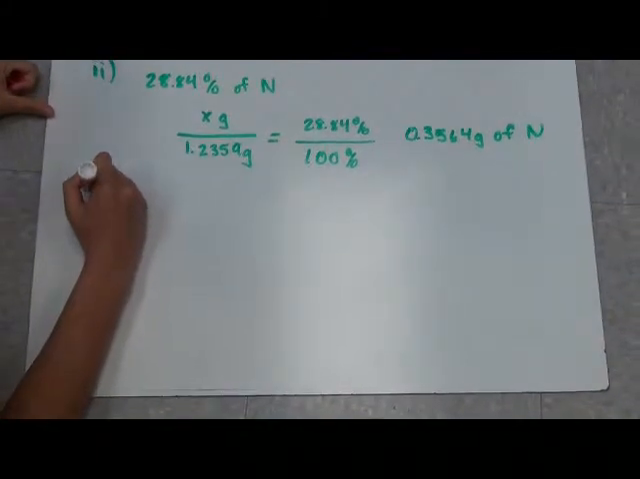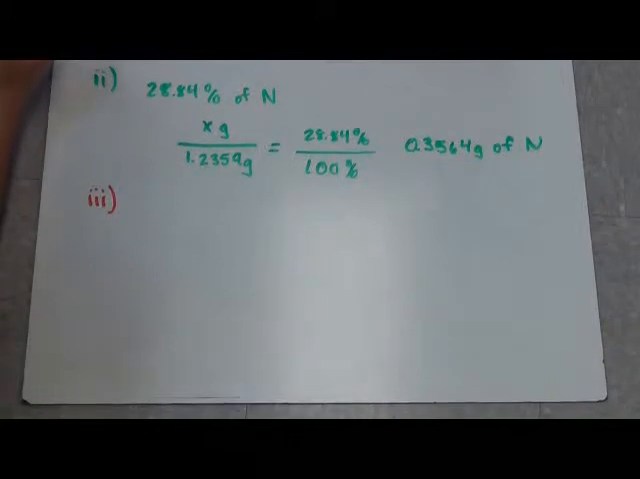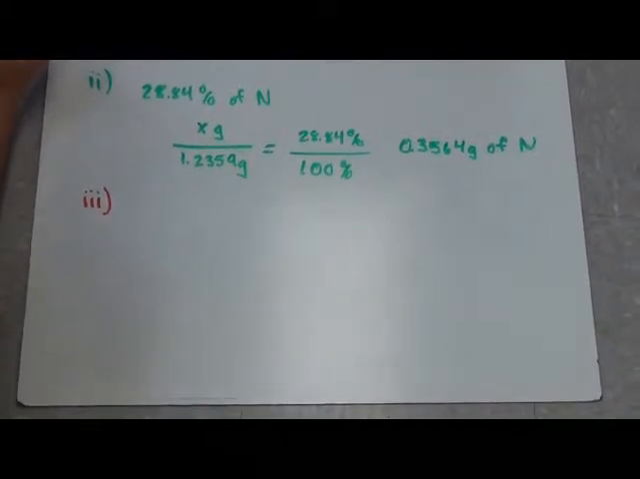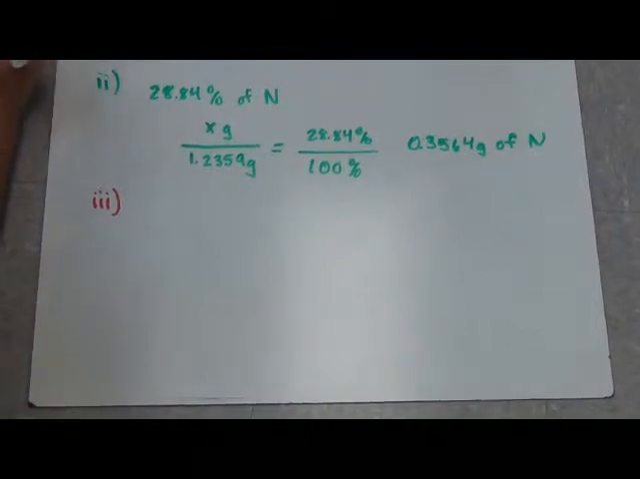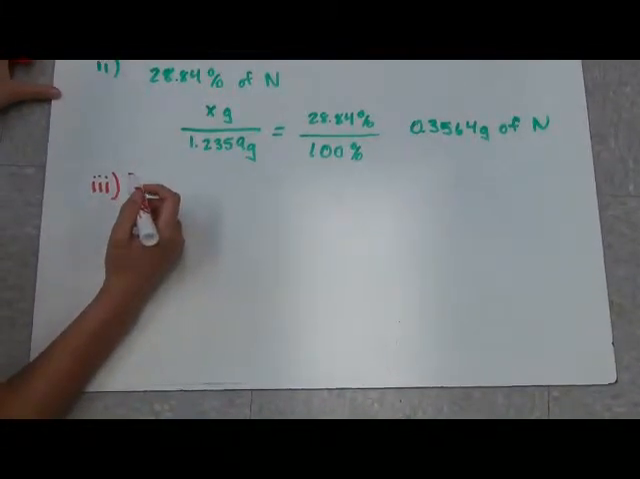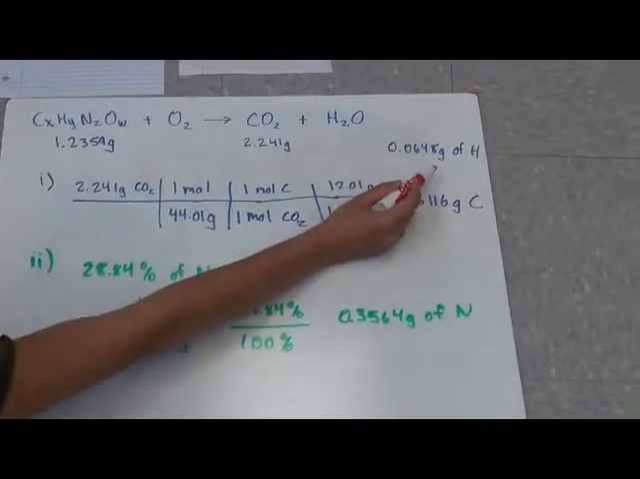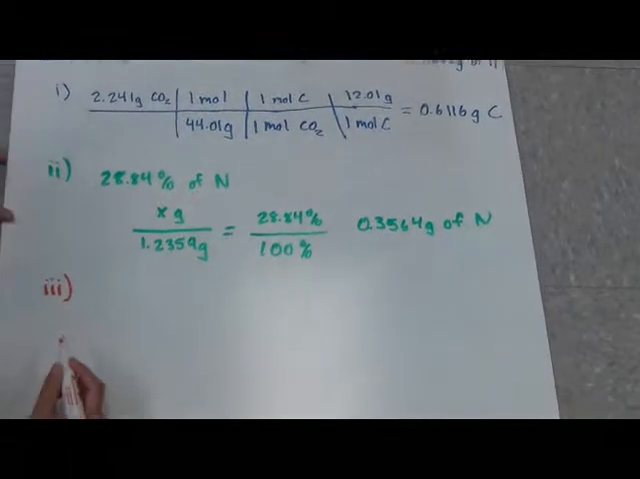And now we will be doing part 3. If you read the question, it says, determine the mass in grams of oxygen in the original 1.2359 gram sample of the compound. If we need to find oxygen, we already know hydrogen, we already know the carbon, and we already know the nitrogen. So we can just subtract.